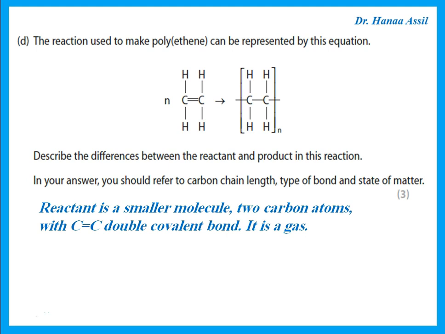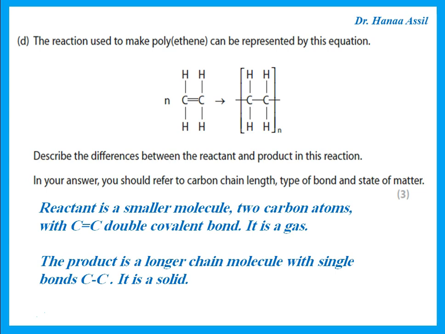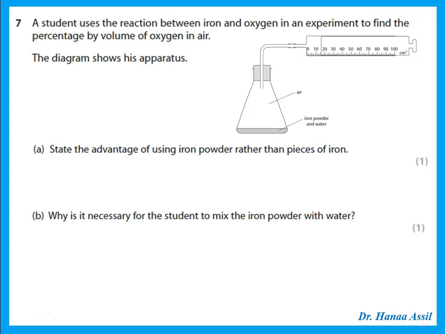What about the product? Well, the product is a longer chain. So remember that in order to form the polymer, we have many of the ethenes joined together in a chain. So it's a long chain with only single bonds. It doesn't have a double bond anymore. He says I should mention the type of bond, so it has single bonds. And we should mention the state. Of course, we know that polymers are basically plastics, so they are all solids.